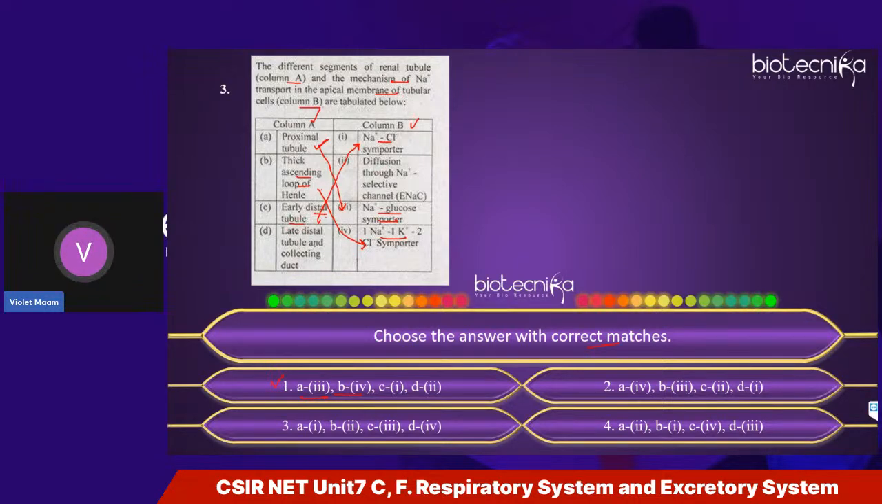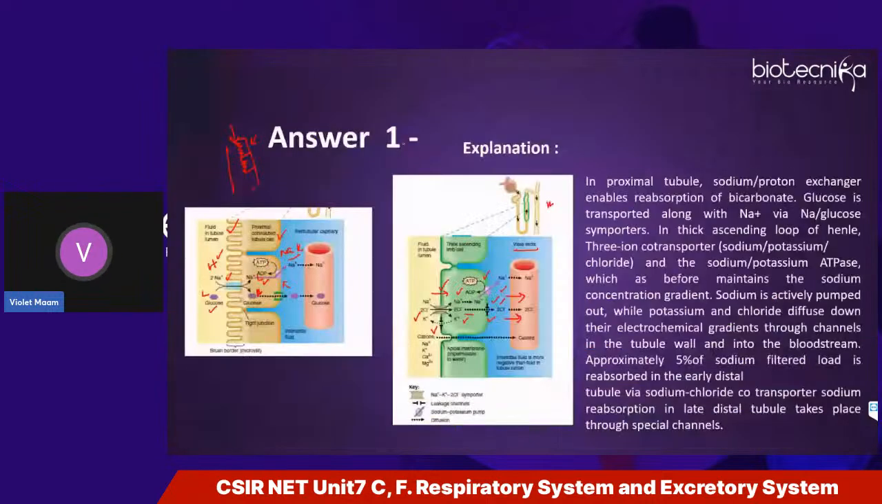And after the early distal is the late distal tubule and collecting duct. Again over here, some amount of sodium will get reabsorbed. So D matches with 2, that is diffusion through sodium selective channels present over here. In this way, you have to match column A with column B, and the right answer is option 1. So glucose is transported along with sodium via sodium glucose importers. In the thick ascending loop of Henle, we saw there is a 3 ion co-transporter present.